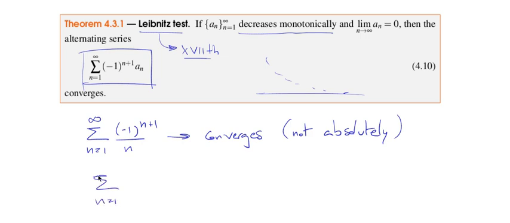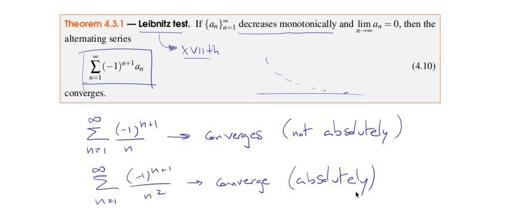But for instance, if you have this minus 1 to n plus 1 over n squared, Leibniz says that this is convergent as well, but it is also absolutely convergent, because the sum of 1 over n squared from n equals 1 to infinity is convergent. Okay, so just remember that the Leibniz test doesn't tell us anything about the absolute convergence, just that it is convergent. Okay, so that's the end of it.